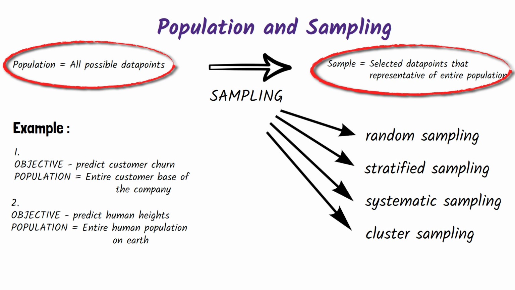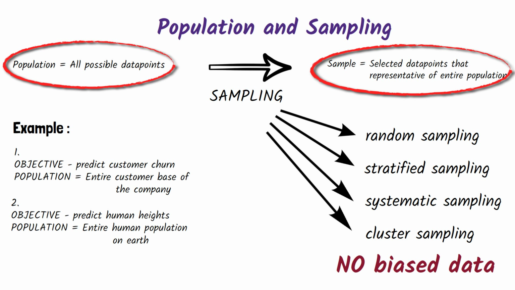And I will create a dedicated video to explain each of these sampling techniques in detail. But the key thing to remember is the sample needs to be representative of the entire population. If our sample is biased in some way, then our predictions won't be accurate. For example, if we only select people whose height is less than 6 feet to train a height prediction model, then it won't be able to accurately predict heights over 6 feet. So in this case, our data is biased.